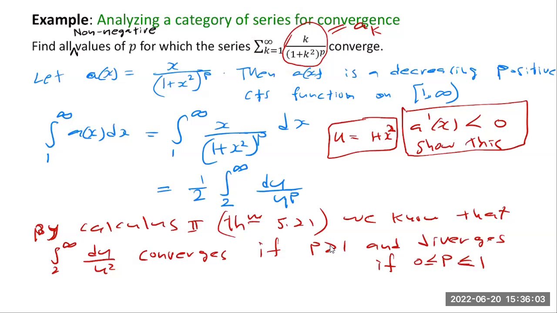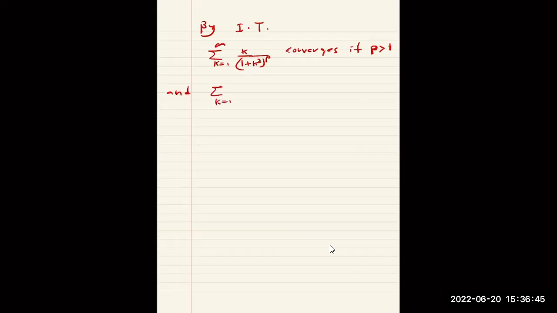Okay, so let's write it. Let me add a page here. By integral test, IT means integral test. Sigma k goes from 1 to infinity k over (1 plus k squared) to the power p converges if p greater than 1. That's because the corresponding integral converges if p is bigger than 1. And sigma k goes from 1 to infinity k over (1 plus k squared) to the power p diverges if p is between 0 and 1.